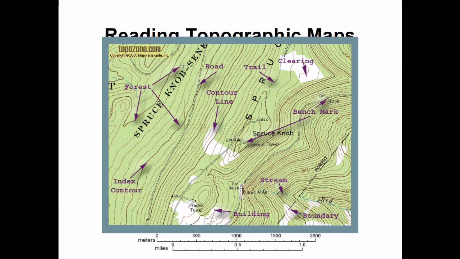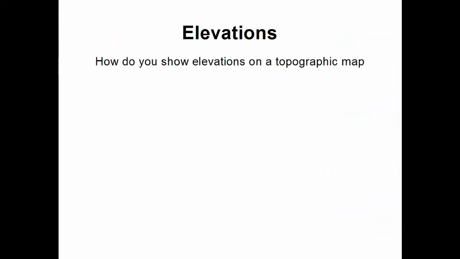Often there are big databases in counties and states that contain all these surveyed-in markers. Benchmarks often have an elevation number next to them. Streams, of course, are marked in blue. Buildings may be little black squares, and any boundary between forests or national parks or counties may also be depicted. Well, let's work a little closer with that.